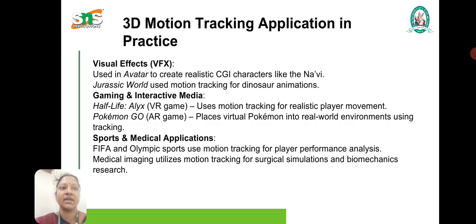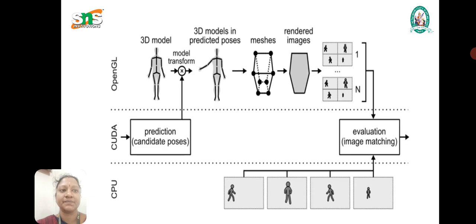3D motion tracking applications in practice. Visual effects, VFX, were used in Avatar to create realistic CGI characters like the Na'vi. Jurassic World used motion tracking for dinosaur animations. Gaming and interactive media: Half-Life, Pokemon. These are some of the VR and AR games which are used for realistic player movement and real world environment using tracking. Sports and medical applications: FIFA and Olympic sports use motion tracking for players' performance analysis. Medical imaging utilizes motion tracking for surgical simulation and biomechanics research.